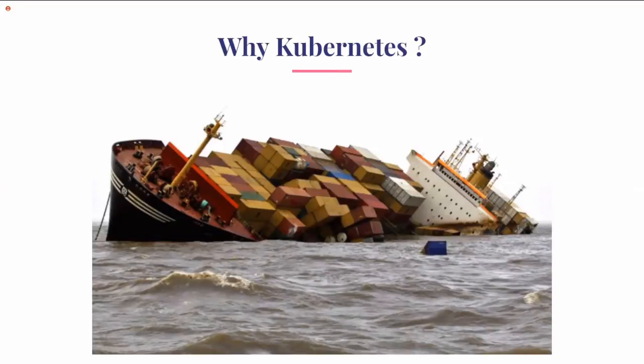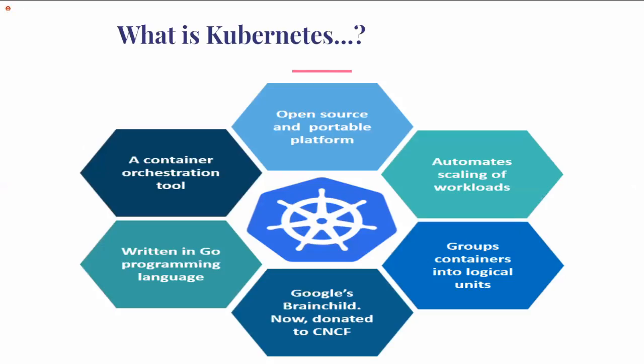So why Kubernetes? You might well get a big idea about why we will be using Kubernetes from these messy containers. So here it is: Kubernetes is an open source, portable platform. It can automate the scaling of your workloads. It can group your containers into logical units. Yes, it's Google's brainchild; Google has now donated it to the CNCF. It's written in the Go language, which is very hot in the market now. It's a container orchestration tool.